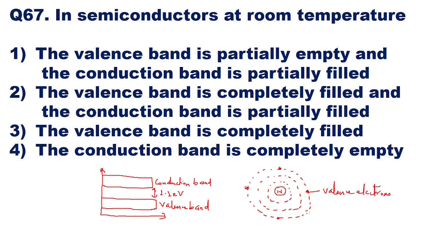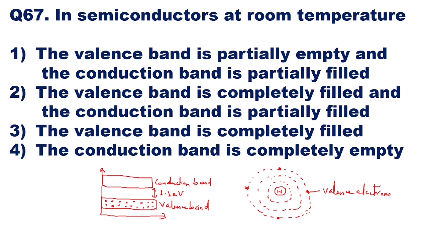Now, if you have many such atoms together in a crystalline structure, all these valence electrons will have their associated energy. All that energy of all those atoms together will constitute what can be shown as a valence band. So, whatever we have shown in this energy band diagram has all the valence electrons of all the atoms together. Okay, so all these valence electrons are shown in the valence band.